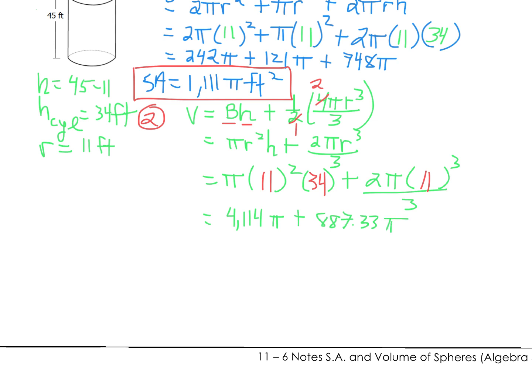And then I'm going to add to that, and I have the big long decimal in my calculator. I'm going to add the 4114 to that. And I get a total volume of, and it's approximately because I rounded on this second calculation here. So total volume should be 5,001.33 pi. And because it's volume, it is feet cubed.